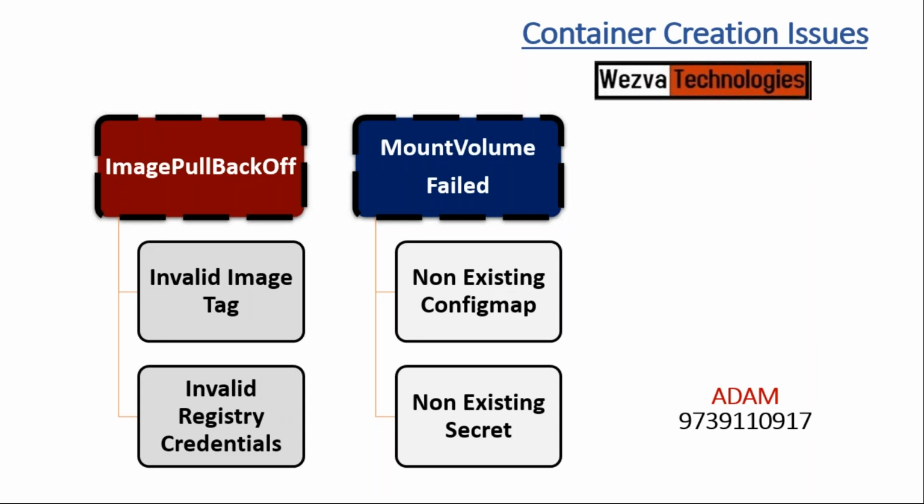So now let us get a little deeper into what are the issues that you will face during the container creation. Okay, now that's where I have grouped them into some of the common scenarios. So there are two major scenarios in which the container creation step will be failing. Okay, now one is called image pull back off, the other one is called mount volume failed. Okay, now let's try to get in a little deep.